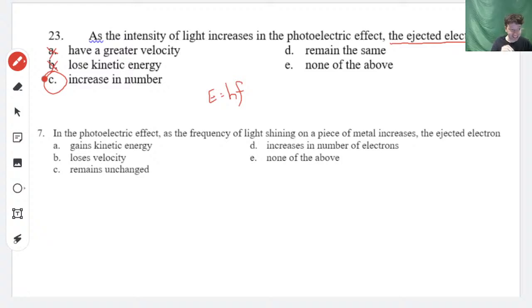But for question 7, it says in the photoelectric effect, as the frequency of light shining on a piece of metal increases. Okay, so for increasing the frequency, we're increasing the energy. And if you've already provided enough energy to have those electrons ejected, then they are going to end up with more kinetic energy. Okay, so question 7 is A.